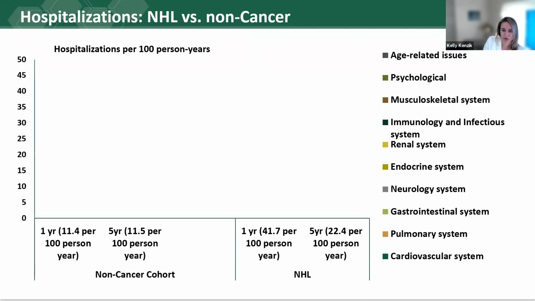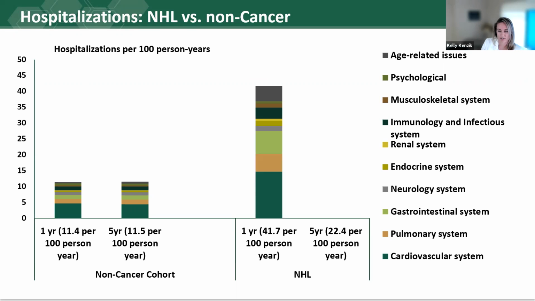So for controls, the rate of hospitalizations was 11.4 and 11.5. In their first year, it was 11.4 per 100 person years, and it didn't change when you average out over 5 years. Conversely, in the NHL cohort, the rate was 41.7 per 100 person years at 1 year. Averaging out over the 5 years, it declines a little bit, but it remains 22.4 per 100 person years at 5 years from non-Hodgkin lymphoma diagnosis.